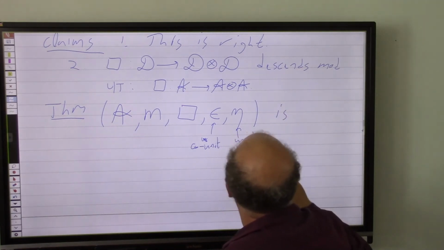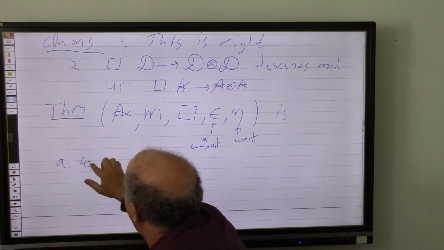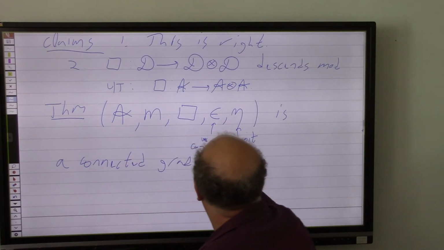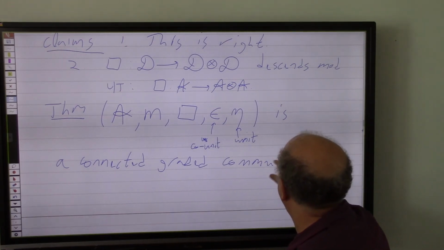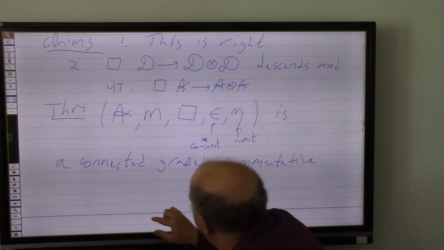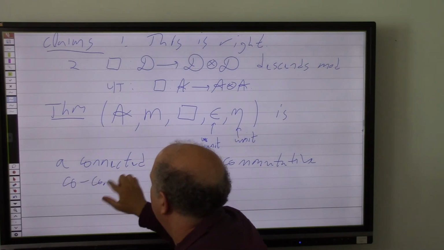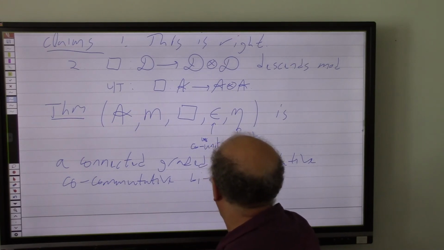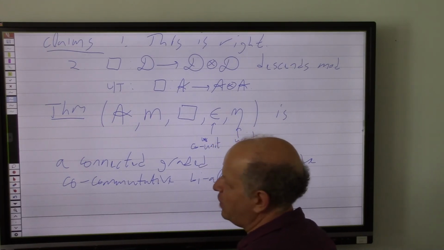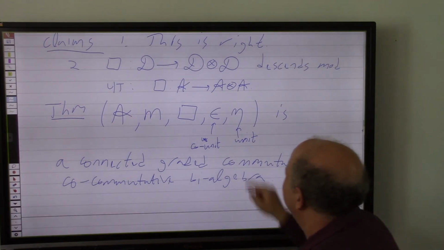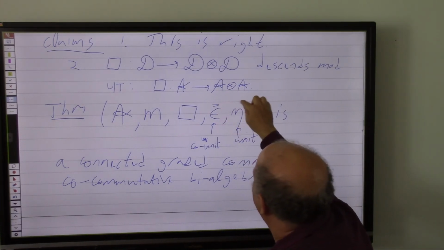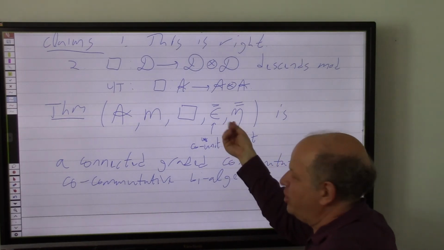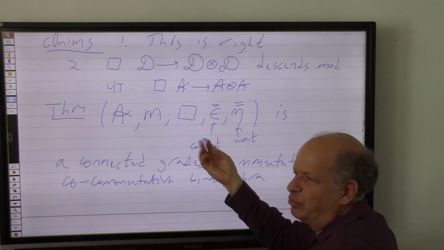is what I said at the beginning. So A is a connected, graded, commutative, and co-commutative bialgebra. So what do I need to show? I need to explain what epsilon and eta are, and maybe I'll do it later, but these are the minor things, right? This is just the units, okay?